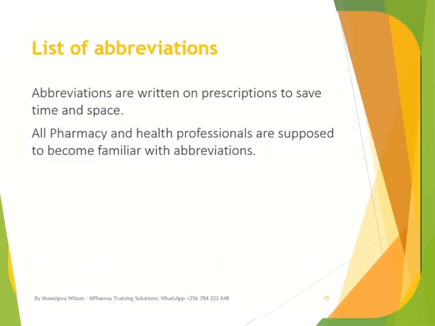So you're welcome to part 2 of the video. Here we shall be discussing the abbreviations which can be found on a prescription. Abbreviations are commonly used on prescriptions, basically to save time and also space. The prescription is always small, and all pharmacists and health professionals should be familiar with these abbreviations, because if you know them, you can easily interpret the prescription.